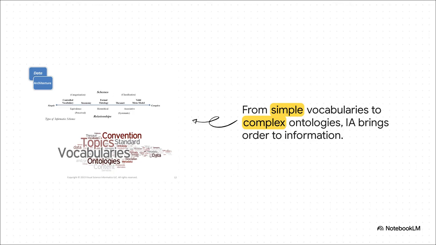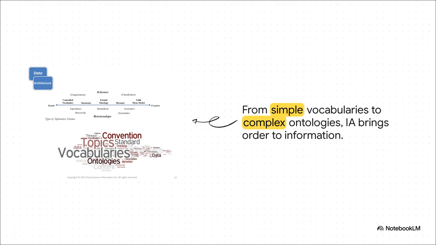And this right here brings our whole journey together. Remember? We started with a simple, controlled vocabulary. We built that into a hierarchical taxonomy. Then we connected different concepts with a networked thesaurus. And finally, we modeled an entire world of knowledge with an ontology. Each layer just builds on the last, adding more structure and more meaning to bring powerful order to the chaos of information.